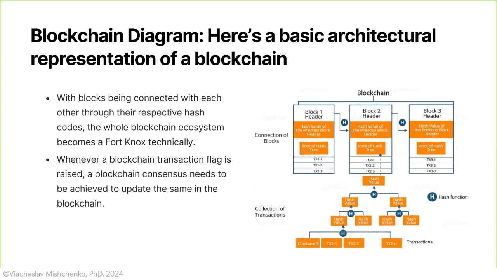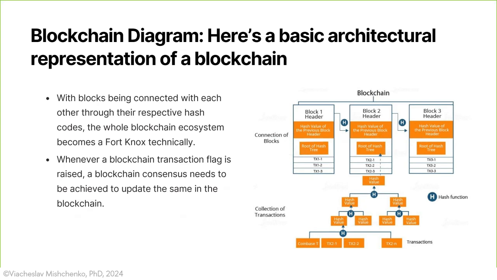And you can notice here how the block second's header contains the block first's hash value, for example, and block third contains block second's hash value. And this creates our unbreakable chain. And the bottom part of the diagram shows something really interesting, because it is sometimes called the collection of transactions, because you can look at how individual transactions, labeled, for example, transaction 2.1 and transaction 2.2 and so on, are organized into what we call a Merkle tree or a hash tree.